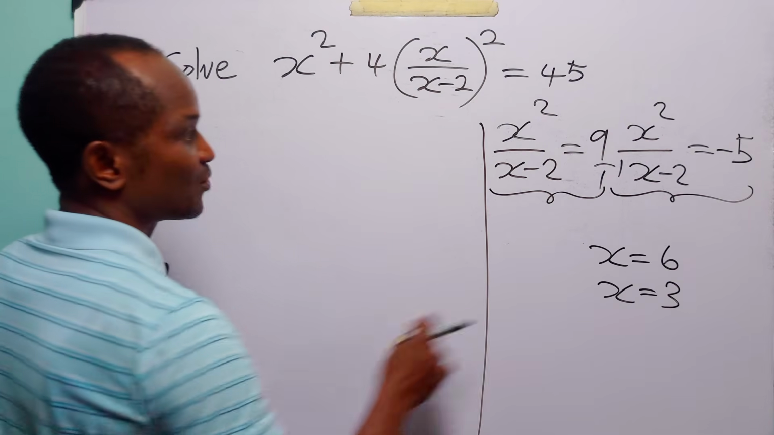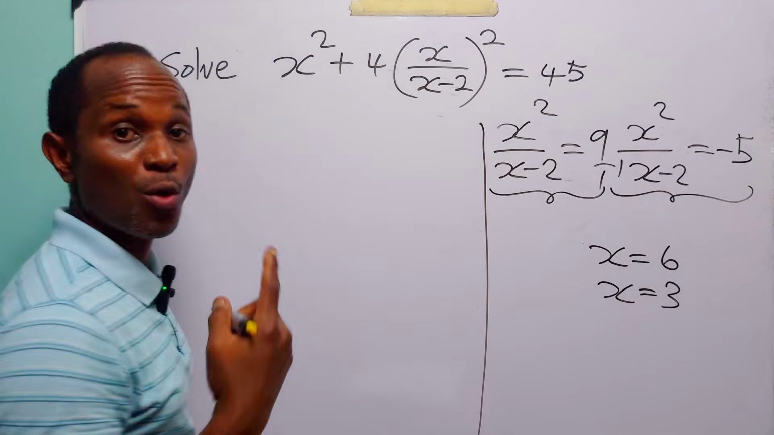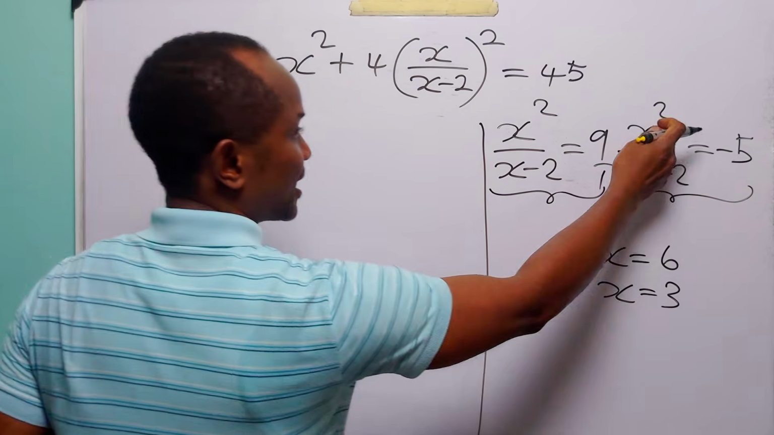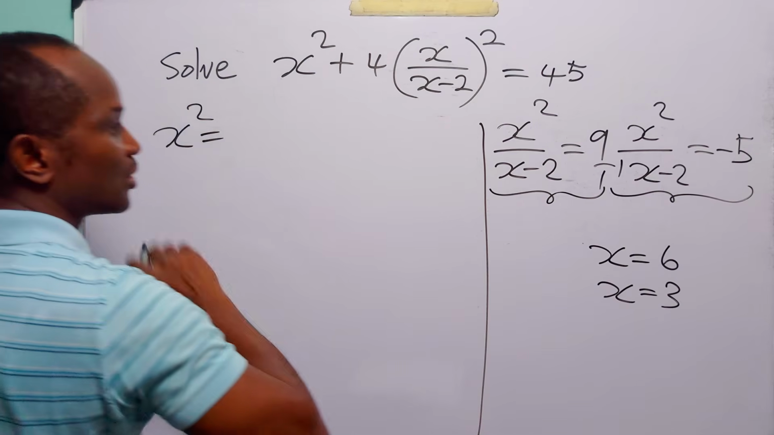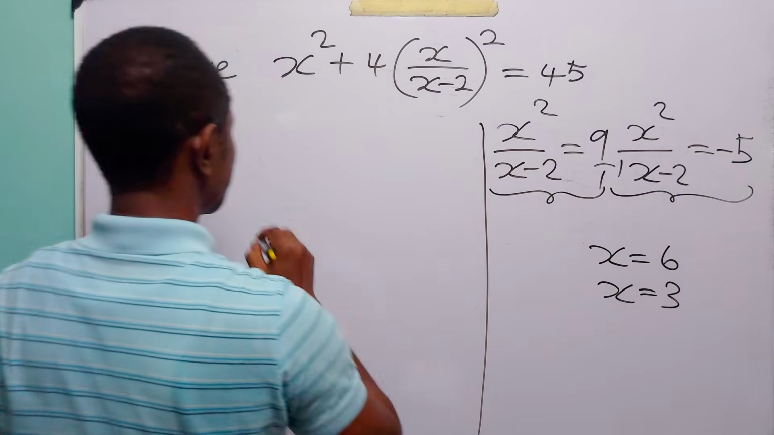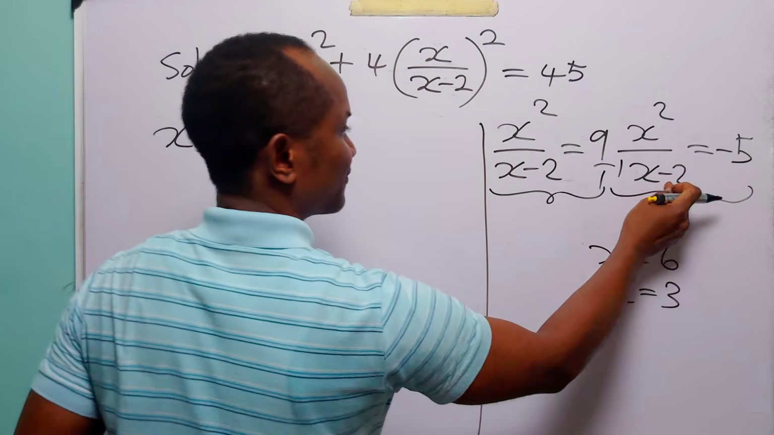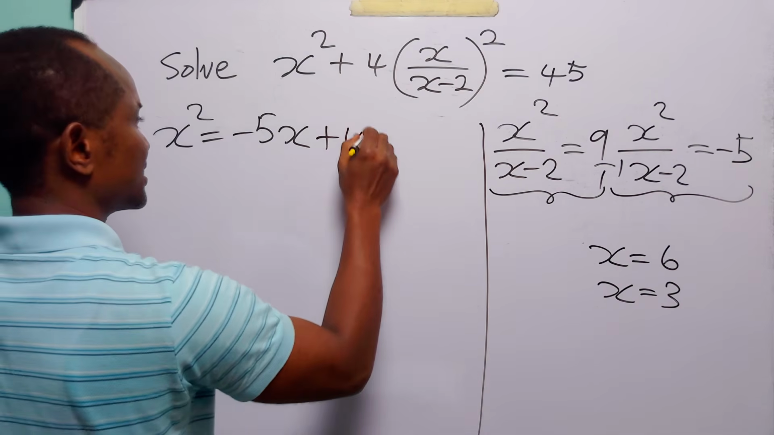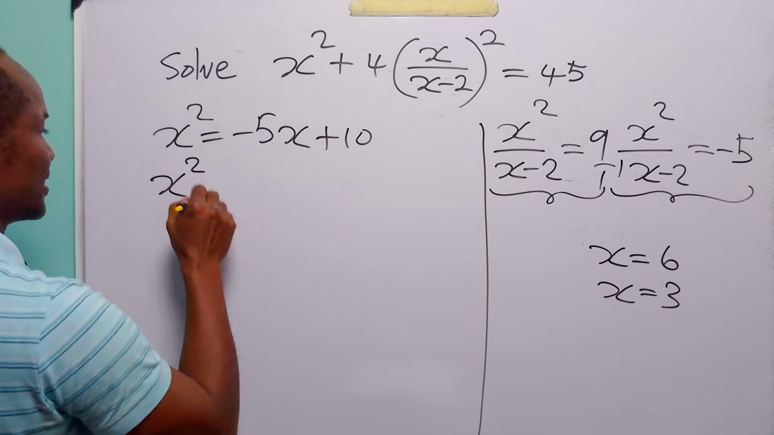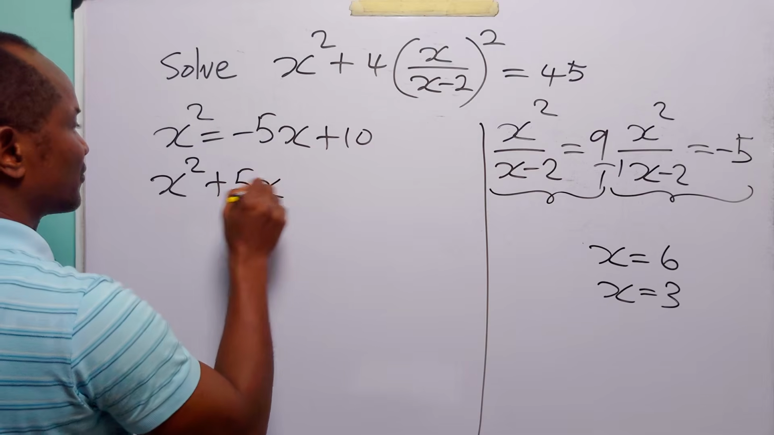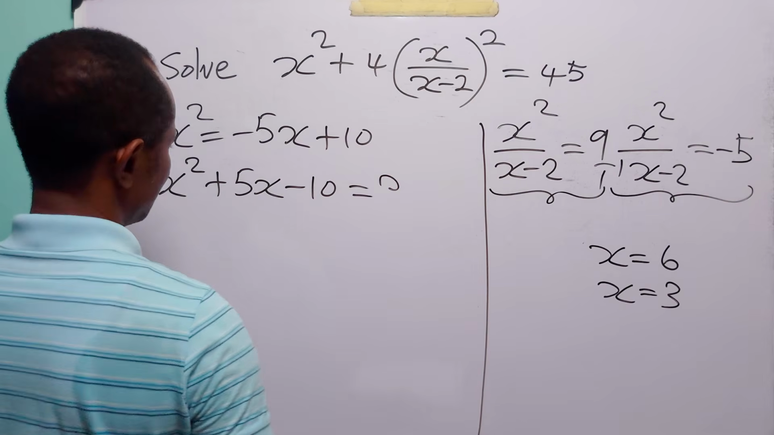And in the second case, when x squared over x minus 2 is equal to minus 5, once more by cross multiplying, we have that x squared is equal to minus 5 times x, which is minus 5x. Minus 5 times minus 2 is plus 10. Rearranging this equation, we have x squared plus 5x minus 10 is equal to 0.